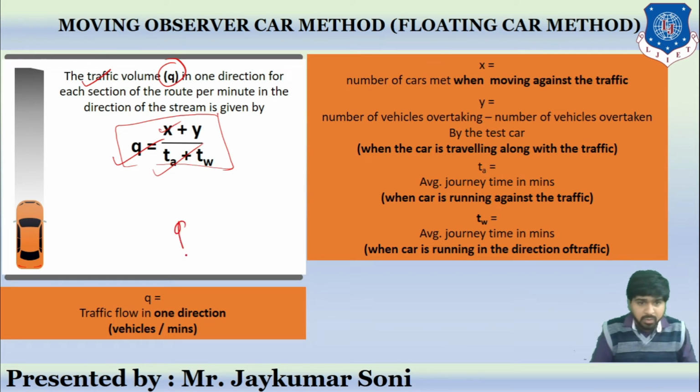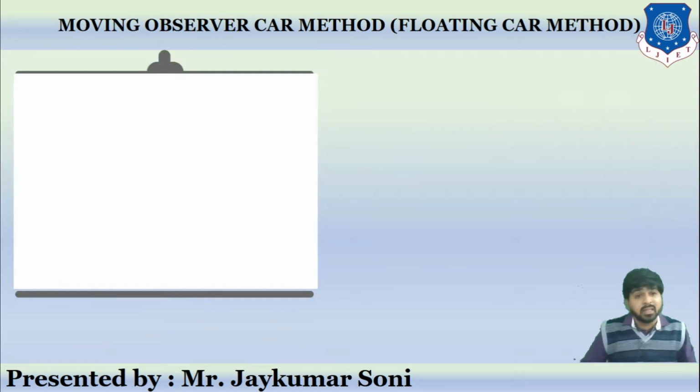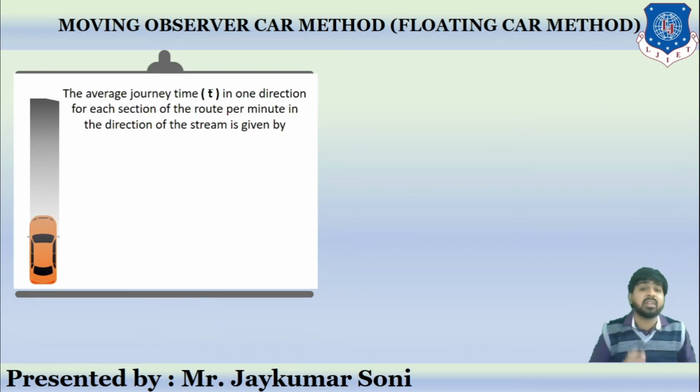So we have learned the first equation, the traffic volume q. Then there is another thing that we can get from this method, which is the average journey time, called small t bar.